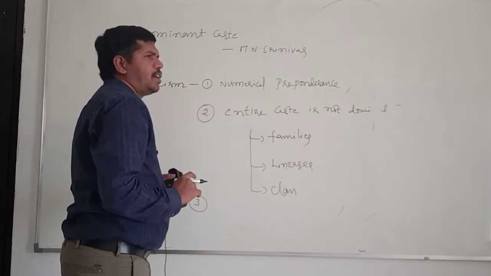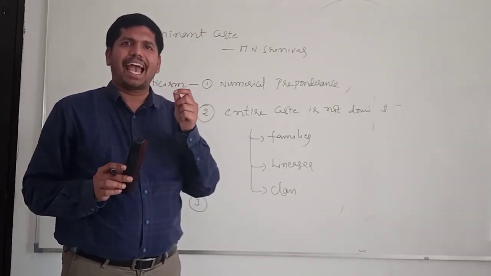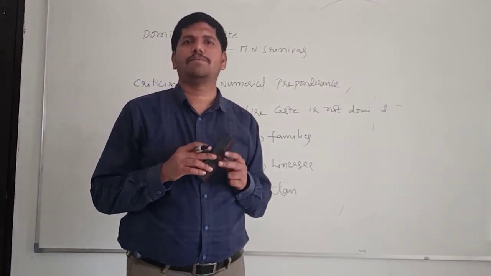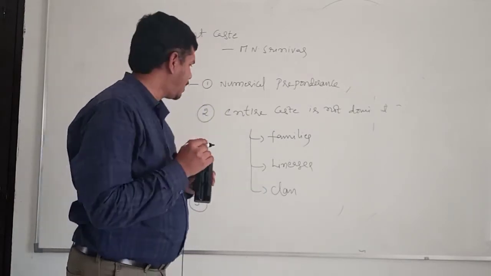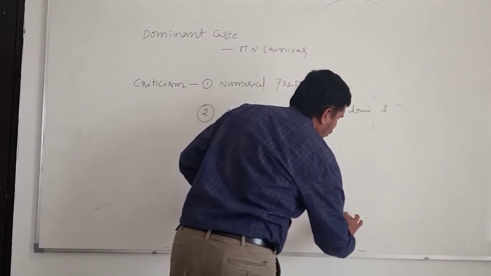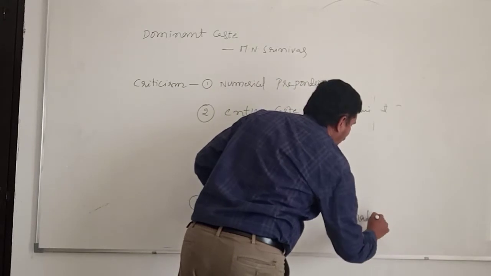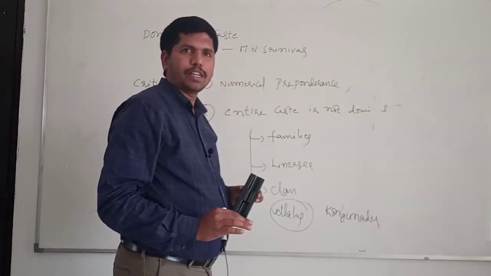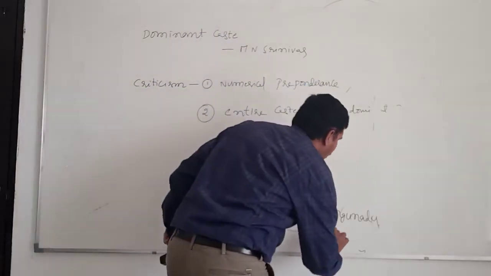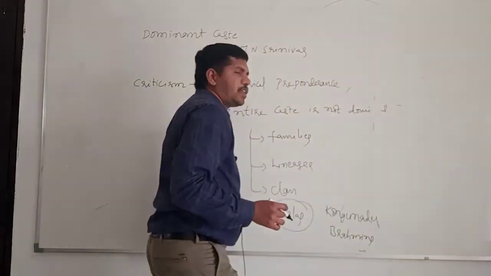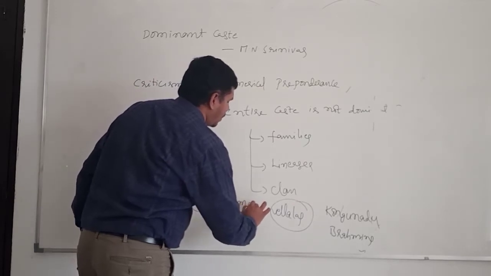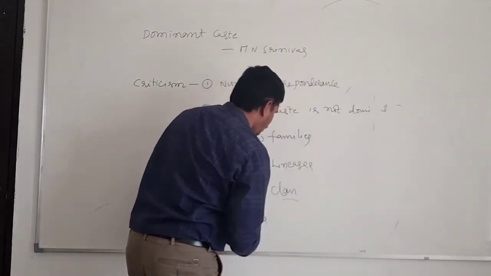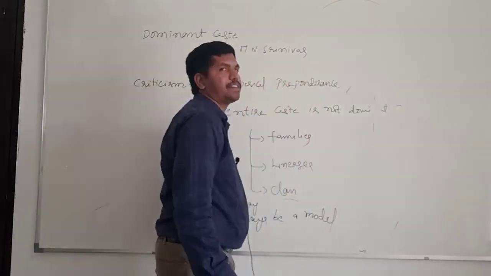Then the third one: according to M.N. Srinivas, dominant caste acts as a model for sensitization. It may be true, but there are certain exceptions. If you go to Tamil Nadu, there is one place by name Kongu Nadu. In Tamil Nadu, Vellalas are the dominant caste. But in the Kongu Nadu region, people did not follow the lifestyle of Vellalas. They followed the lifestyle of Brahmins. That means dominant caste may not always be a model for sensitization.